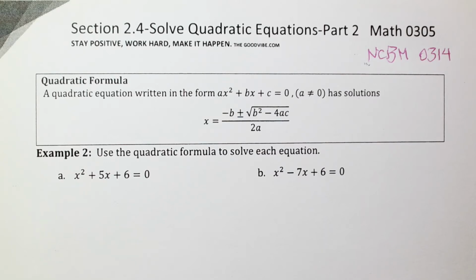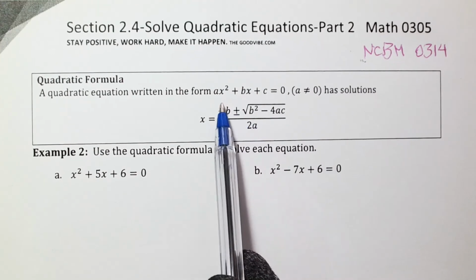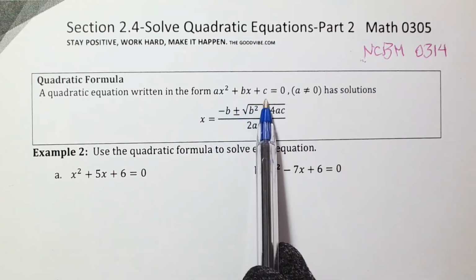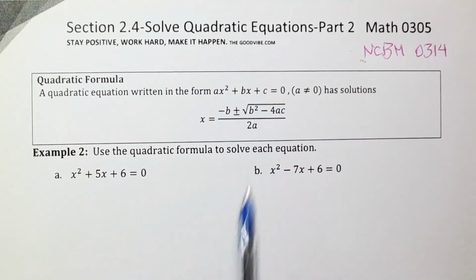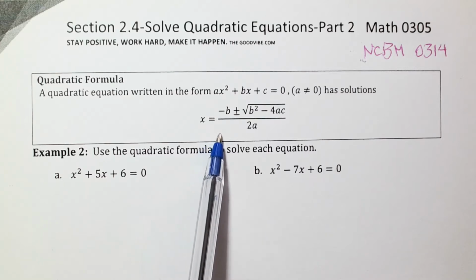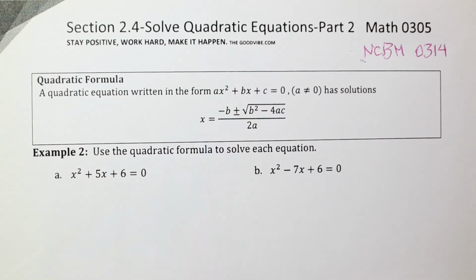Another method to solve quadratic equations is using the quadratic formula. If our equation in standard form is ax squared plus bx plus c equal to 0, we can find solutions using this formula. I suggest you memorize this formula, because you can solve any quadratic equation using this formula. I'm going to solve an example.